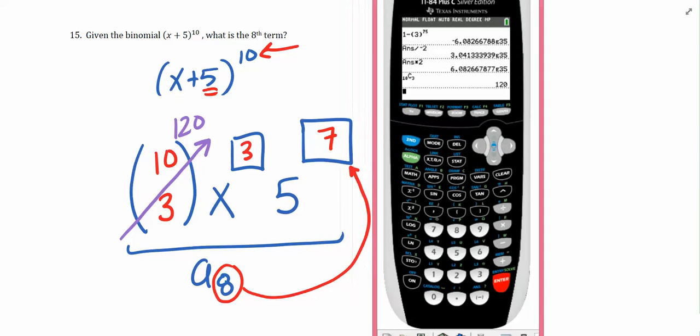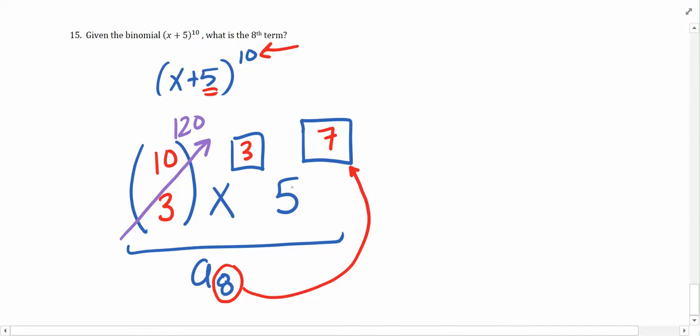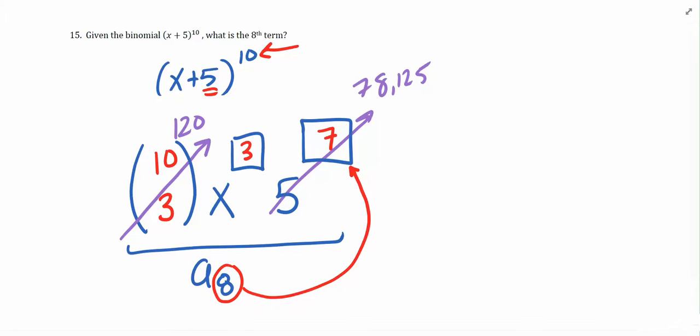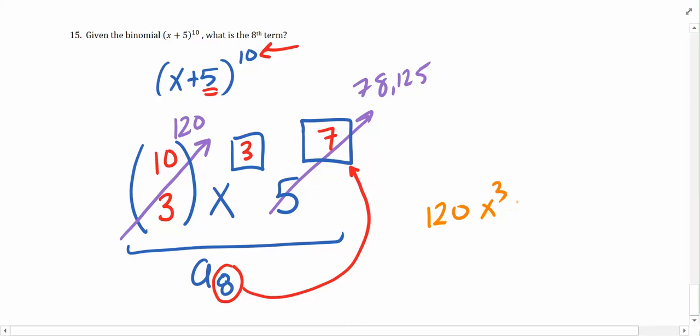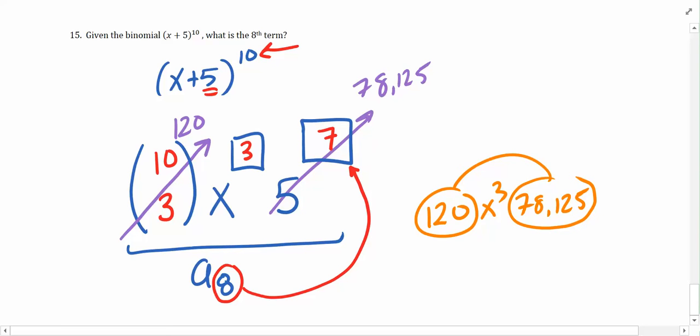Then I also need the number 5 raised to the 7th power. So 5 raised to the 7th power is a value of 78,125, okay? So this value is 78,125. So far, this is what it's looking like. I have 120, x to the third, times 78,125. So then I need to multiply these two numbers together in the calculator, and it gives you 9,375,000 x to the third.